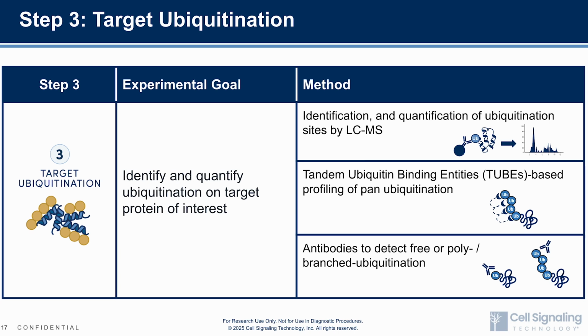TUBEs are essentially a protein that has multiple ubiquitin binding sites, and what it allows you to do is profile pan-ubiquitination or branched ubiquitination. And then finally, there are individual antibodies that can detect either singular ubiquitin or various sites of a ubiquitin branch. Taken together, these give you methods to both identify whether or not your protein is being ubiquitinated, but also to quantify the amount of ubiquitination.